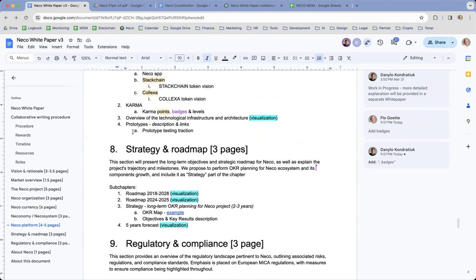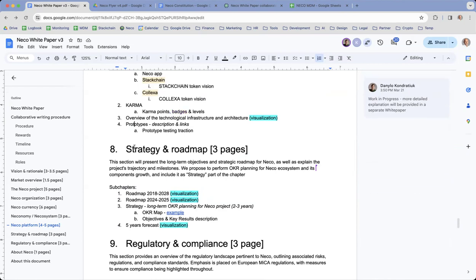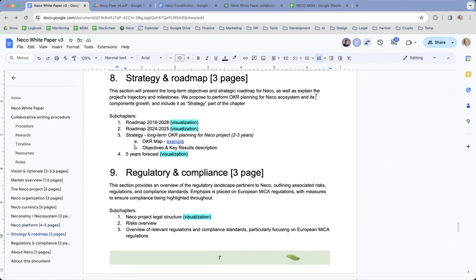Prototype. We will talk about what we have done so far in terms of prototype development. This is more the technical part for the people who are interested in the technology, which is still quite a lot. So this is their chapter.